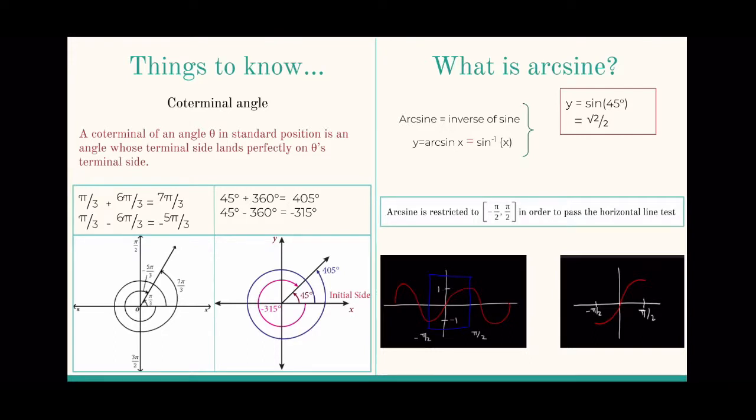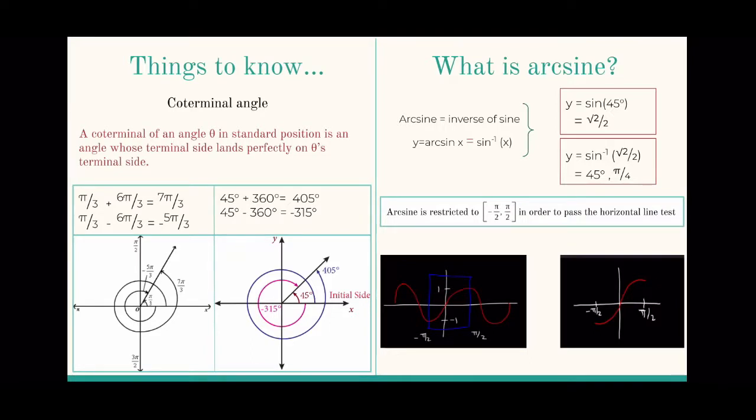So what angle would give us the point rad 2 over 2? Here, it looks like this. Arcsine of rad 2 over 2, which is the point, would give us the angle of 45 degrees, or in radians, that would be pi over 4.